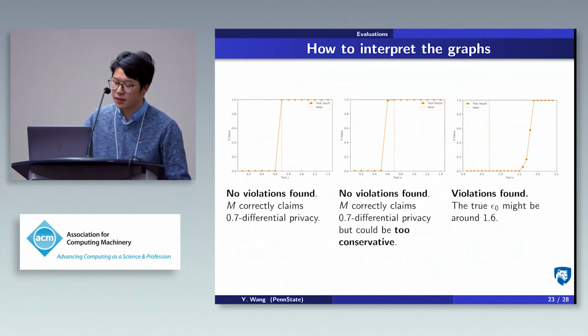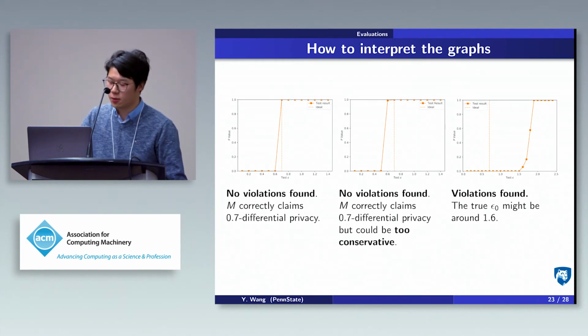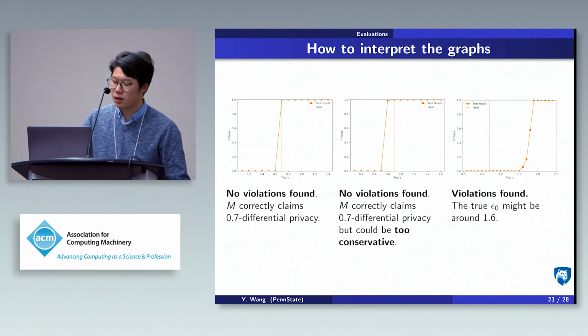If the plot looks like the second one, the p-values rise earlier than 0.7. It means M could indeed satisfy 0.5 differential privacy, and the authors could be too conservative about their algorithms. The most interesting case is the third one. The p-values do not rise until around 1.5. It means we have found a valid counterexample to show that the algorithm M may indeed satisfy 1.5 differential privacy instead of the claimed 0.7.